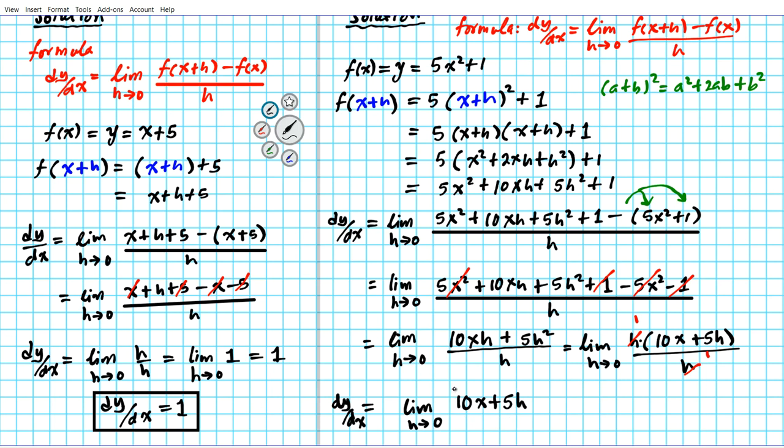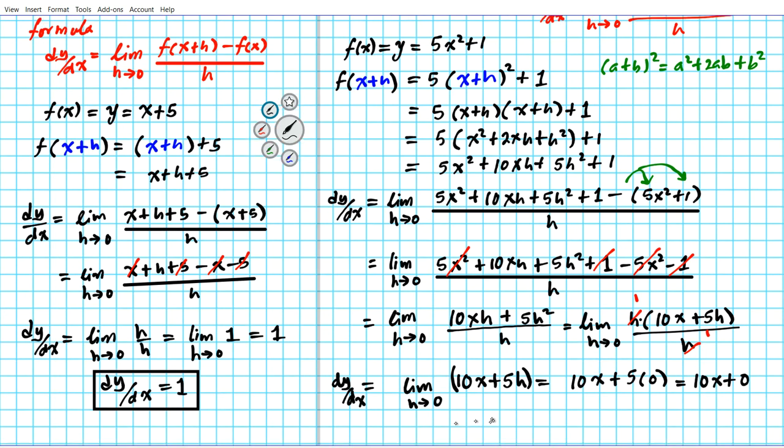Okay, so remember our properties of limits. When we're dealing with a scenario like this, we can just use substitution. Substitute 0 for h, and then we have 10x plus 5 times 0, which is just 10x plus 0, and that's just 10x. All right, so ladies and gentlemen, the answer to question number 2, the derivative of the function d dx of 5x squared plus 1 is 10x. Okay, all right.